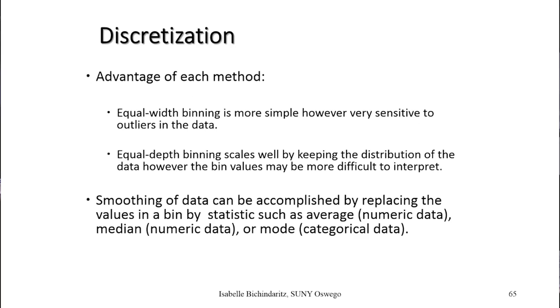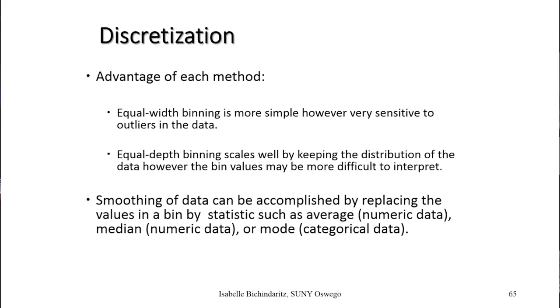Each method has its advantages. Equal width binning is more simple. However, it's very sensitive to outliers in the data. The outliers are extreme values that probably correspond to some error. So for example, an age of 300, or even 1 million. It's visible that it's an outlier. But unless you preprocess and remove the outlier before, that would influence your equal width binning, distort it.